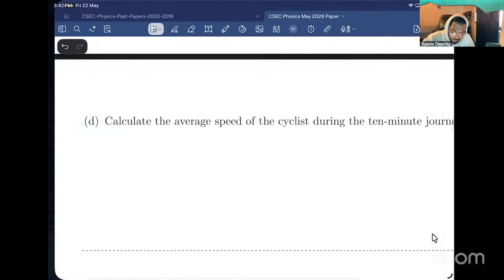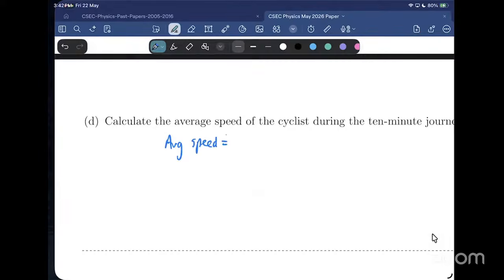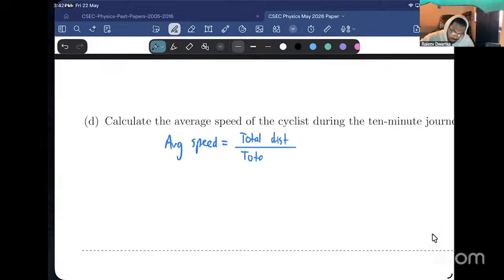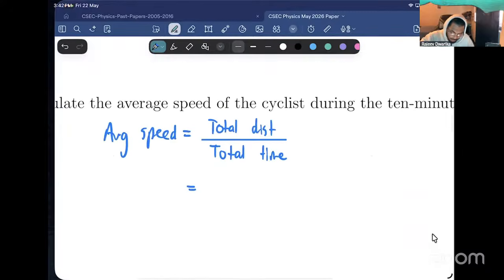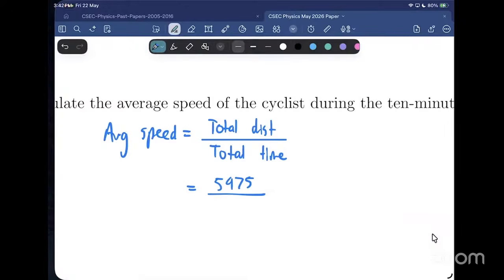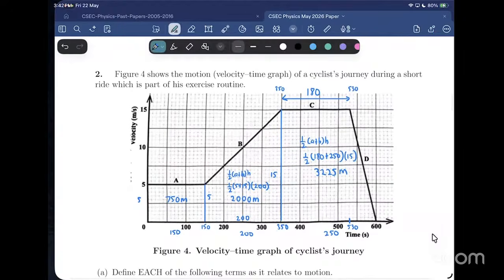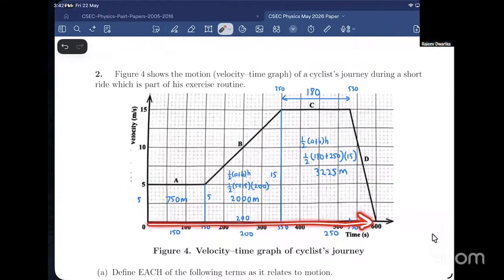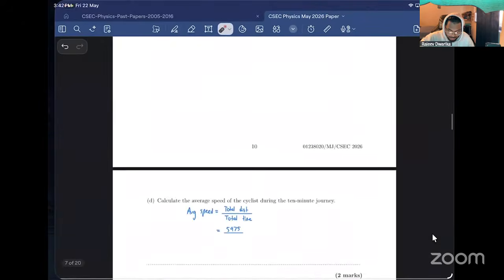Calculate the average speed. What's the formula for average speed, guys? Distance over total time. What's the total distance? Total distance was 5,975. And the total time taken will be from here to here, 600 seconds. So that'll be 5,975 divided by 600.